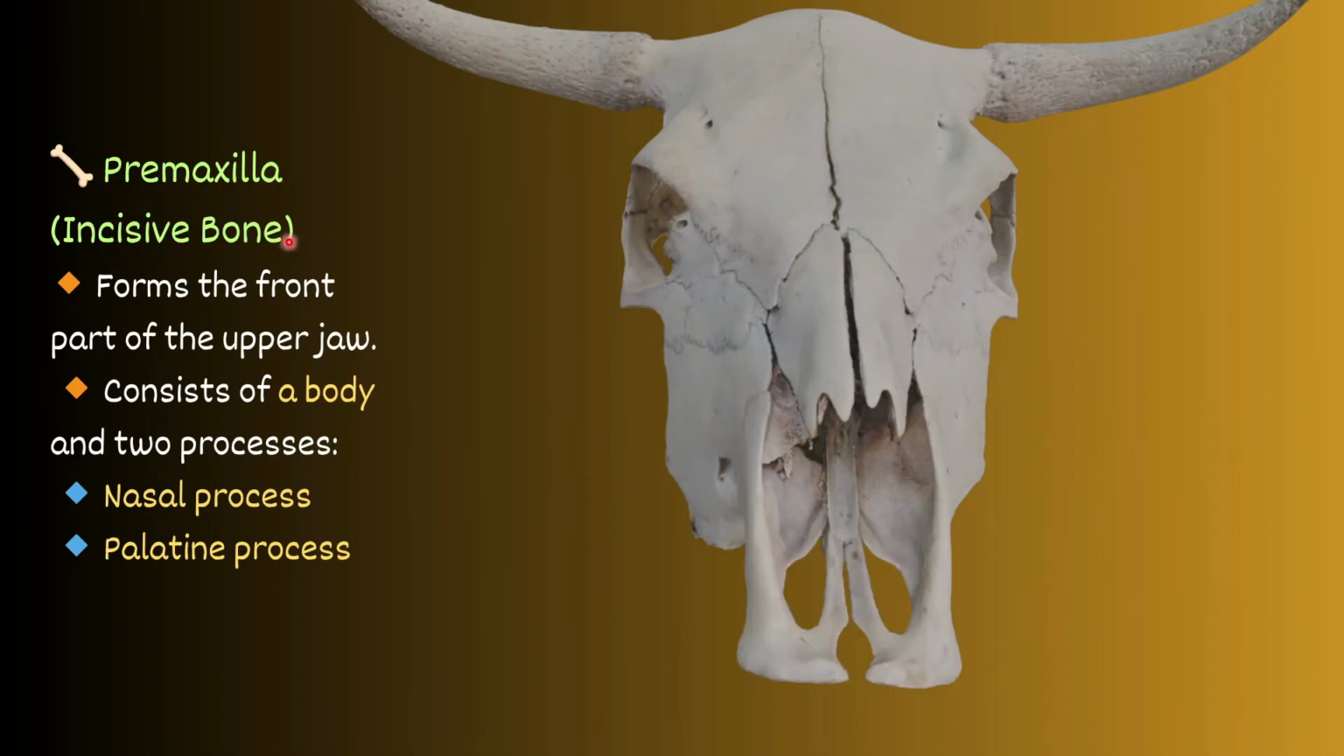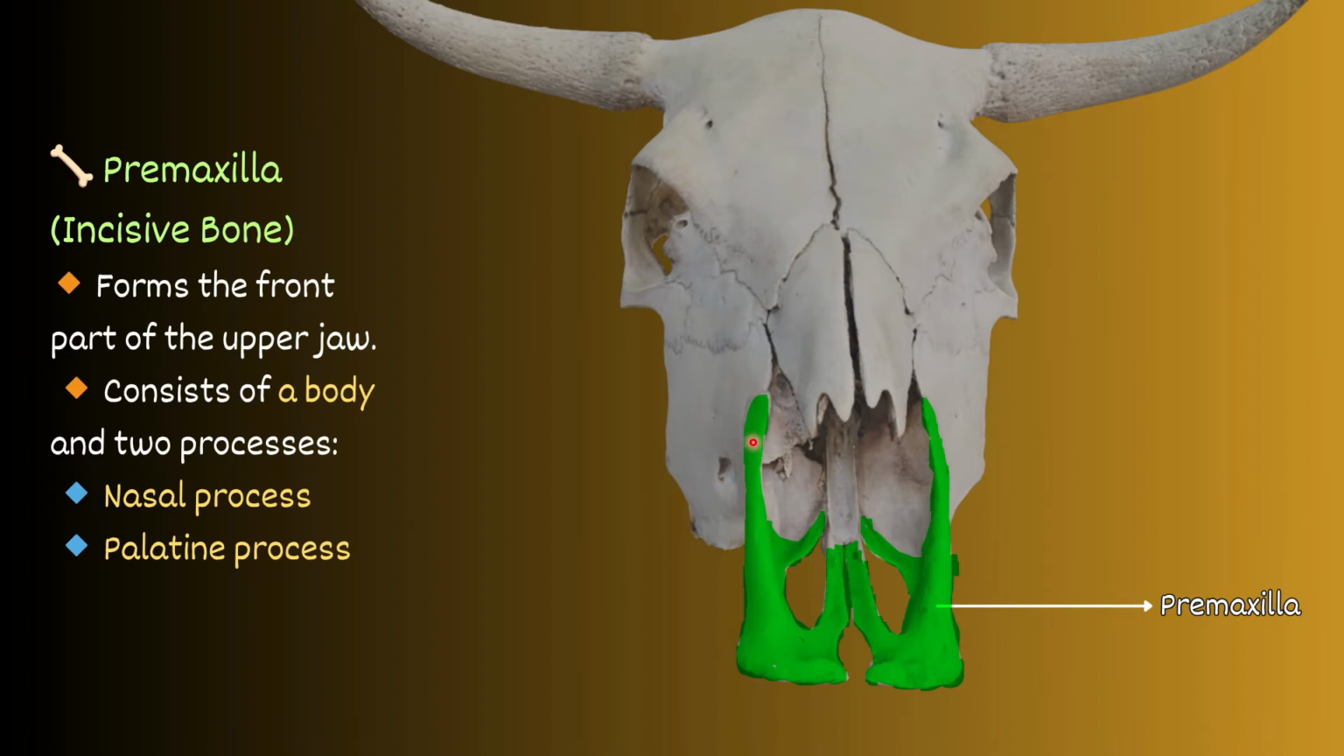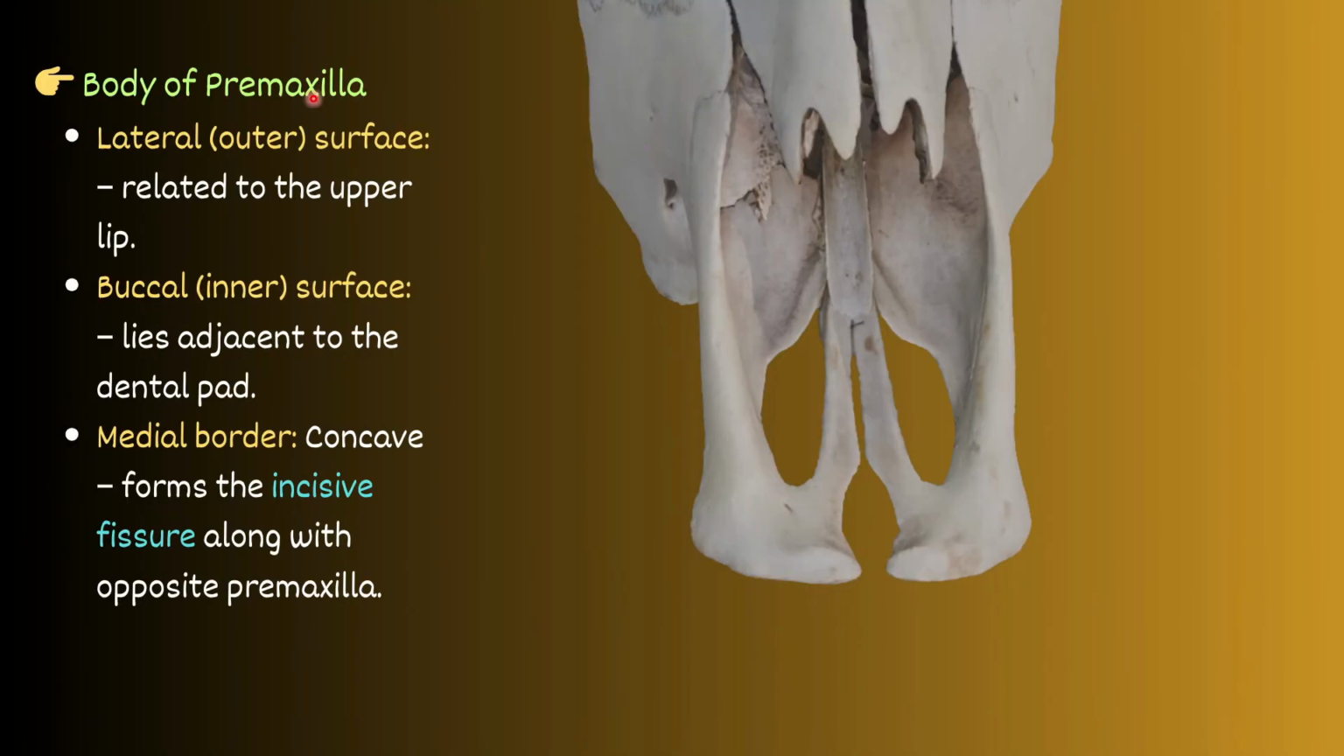Then premaxilla or incisive bone. You can see this is the premaxilla bone. Premaxilla forms the front part of the upper jaw. It consists of a body and two processes: nasal process and palatine process. Body of the premaxilla. So this part is called body of the premaxilla.